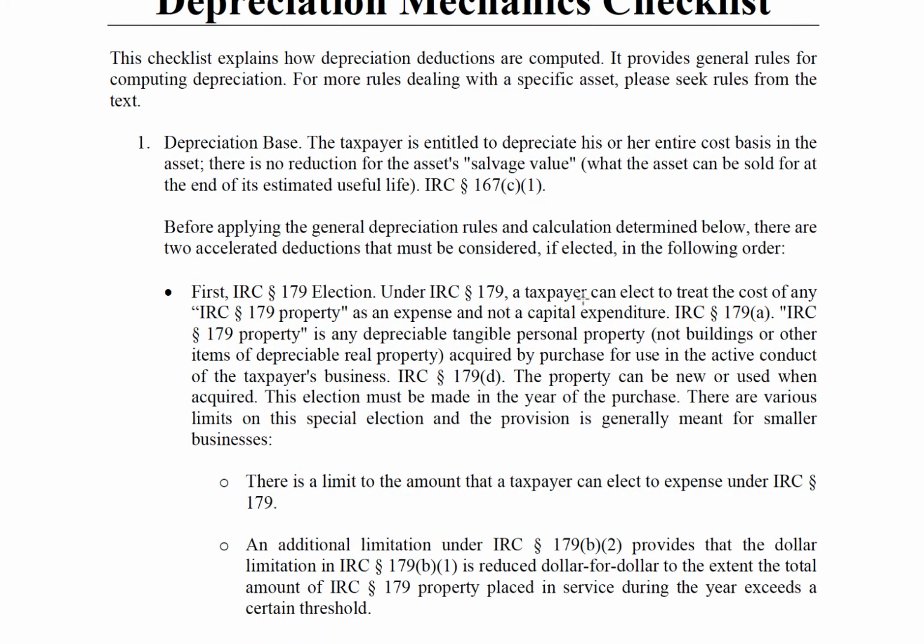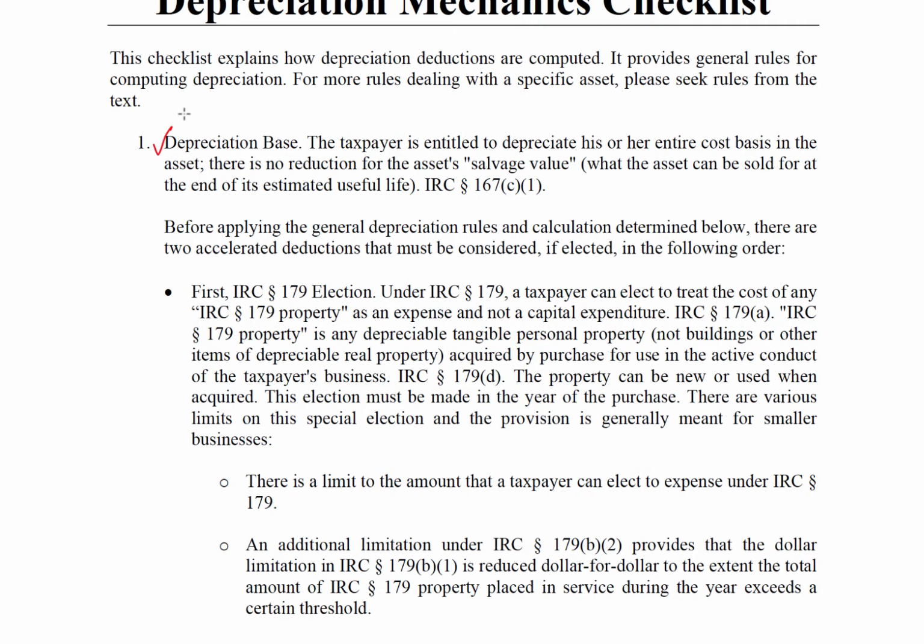So the first is the depreciation base. You can go through this as a checklist. The taxpayer is entitled to depreciate his or her entire cost in the asset. There's no reduction for the asset's salvage value. In financial accounting, for example, we actually subtract away salvage value with respect to certain calculations of depreciation. We don't do that for tax purposes.